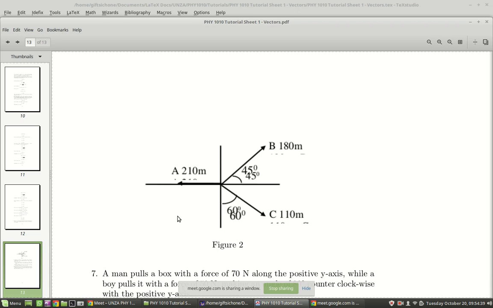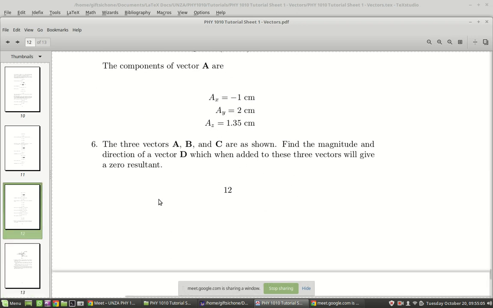Now, for us to do this, the best way, since each of these vectors is pointing in a different direction and we do not even know where D is supposed to be pointing, is to use a table. In this table, for each vector, we find Ax, Ay, even for D, then we add them. When you add them, we know that the resultant is equal to 0. So when you add Ax plus Bx plus Cx plus Dx, the result is supposed to be 0.